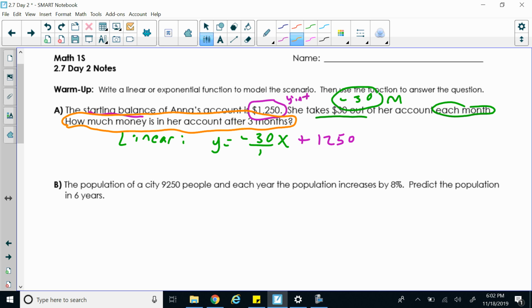Now the question says, after you write this, how much money is in your account after 3 months? What does months represent? Well, x is months, because you're taking 30 out each month. So we're going to go y equals negative 30 times 3 plus 1,250. We can pop this into our calculator: negative 30 times 3 is negative 90. So 1,250 minus 90 is $1,160. That's how much she has left after 3 months.